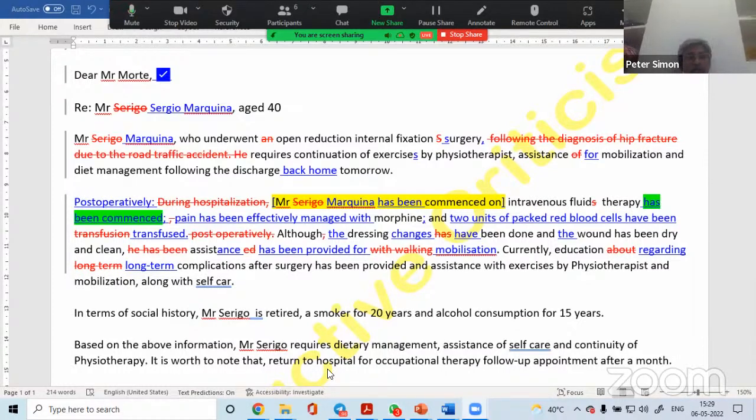Okay. Education regarding long-term complications after surgery. After surgery, you can say post-surgery or following the surgery. Following surgery. Okay.